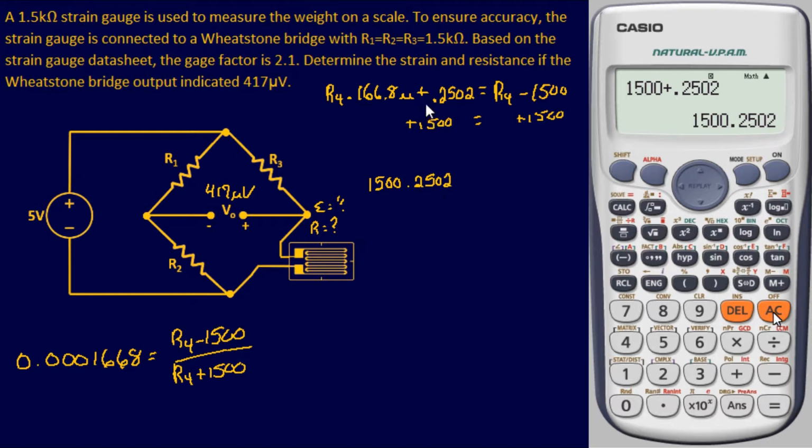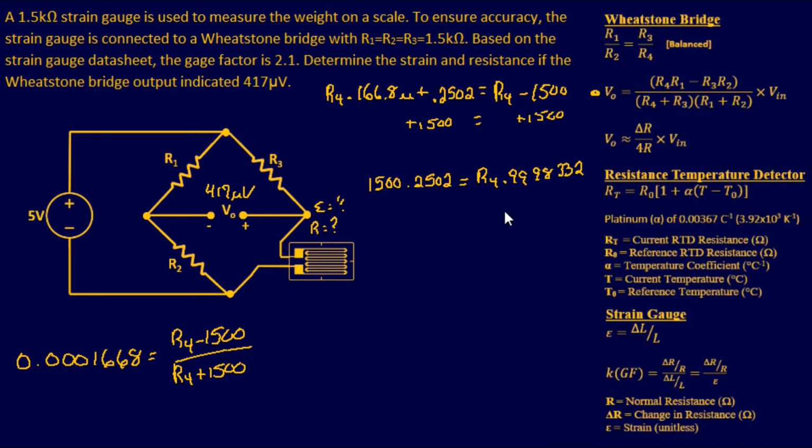1500.2502, because all I did was add 1500 to 0.2502, and it's going to equal, and I'm going to take R4, and it's going to be minus 166.8 micro R4 of 0.9998332. I know it's a very odd and long number, but we'll get through it. And then we go ahead and divide both sides by 0.998332. Tedious, I know.